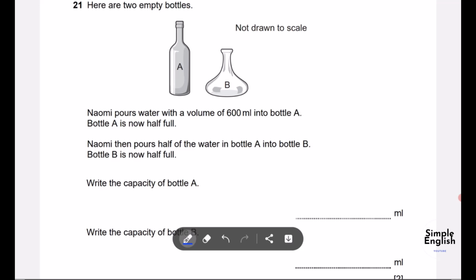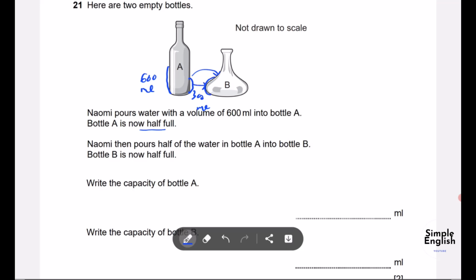Okay, question 21. Here are 2 empty bottles. Now we pour water with a volume of 600 milliliters into bottle A. The bottle is now half full, you remember? So half full is just 600 milliliters. Now we pour half the water from bottle A into B, just half of the water. That means 300 milliliters. Bottle B is now half full.